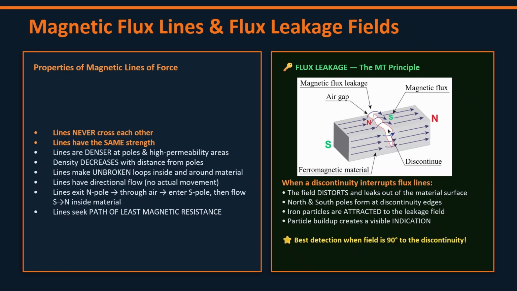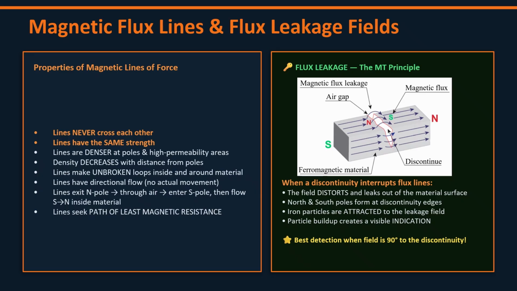The field must spread around the interruption, and part of the flux crosses the component surface. This local external field is flux leakage. That leakage field is what attracts the particles. At the edges of a discontinuity, the field behaves as though localized magnetic poles have been created. The particles gather there and produce the indication that the inspector sees. This gives us the most important geometric rule in MT. The strongest useful indication normally occurs when the magnetic field is approximately perpendicular to the discontinuity.